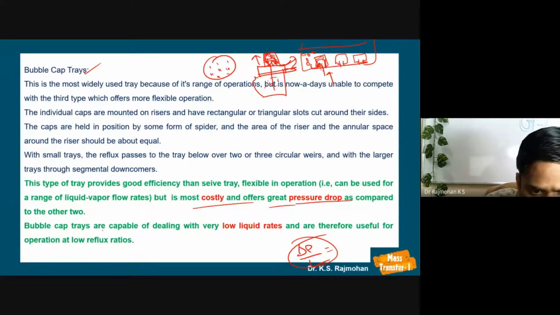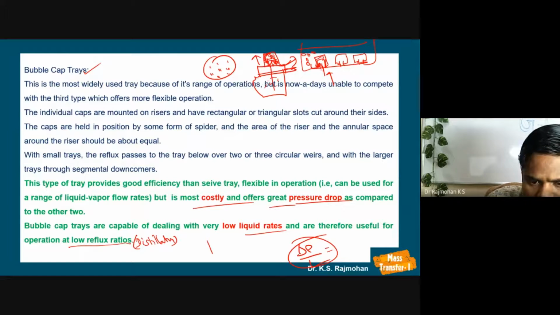Okay, so these bubble cap trays are capable of dealing with very low liquid flow rates, because even when the liquid flow rate is low, you can still make use of this system. So when you have a low reflux ratio, these bubble cap columns are used. When you say low reflux ratio, it is for distillation.